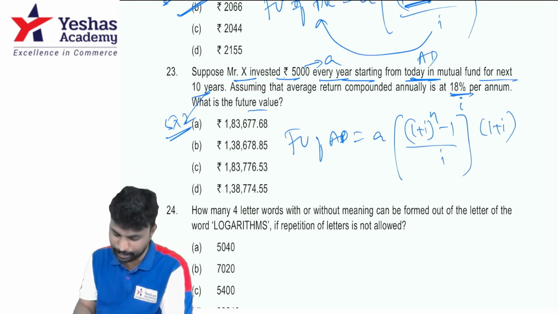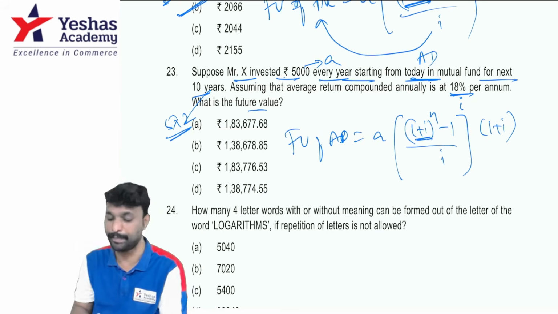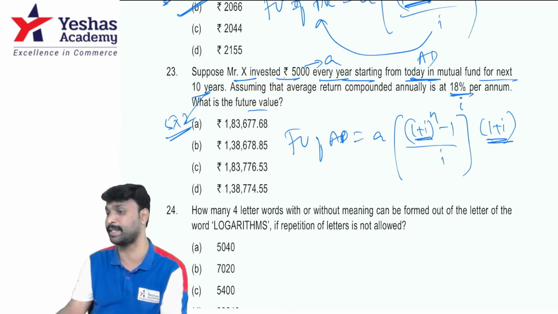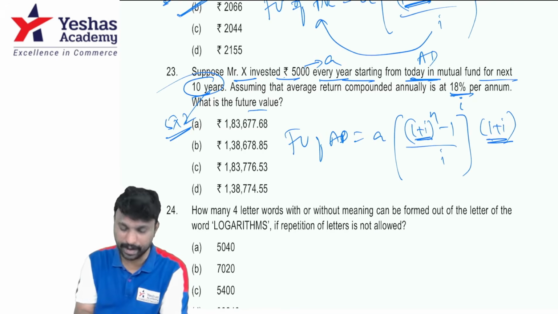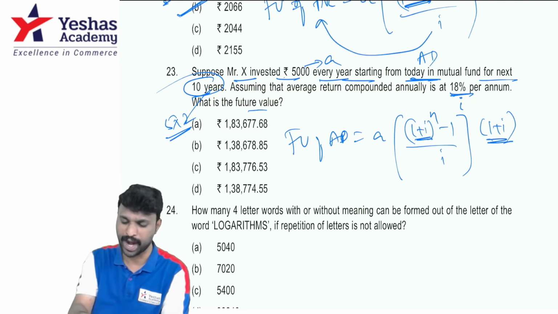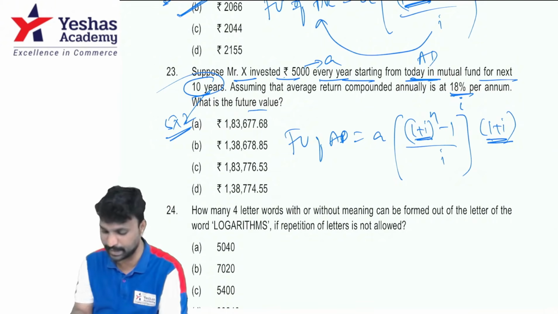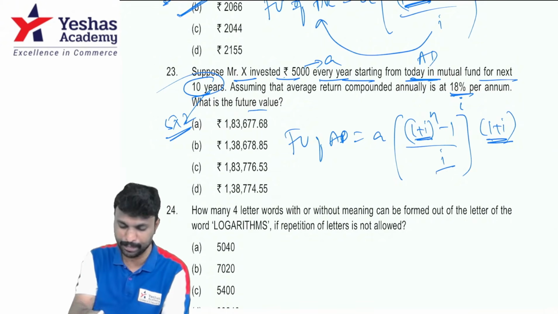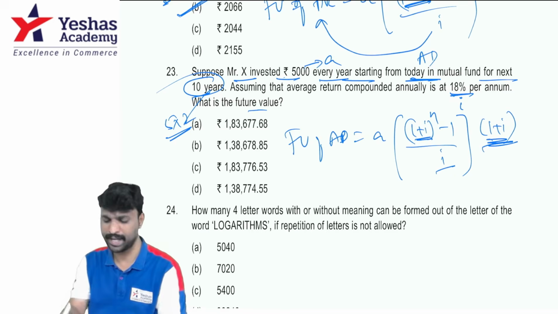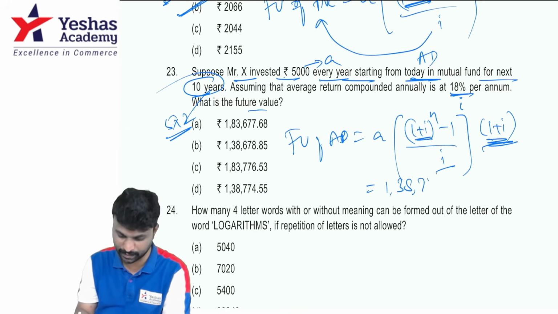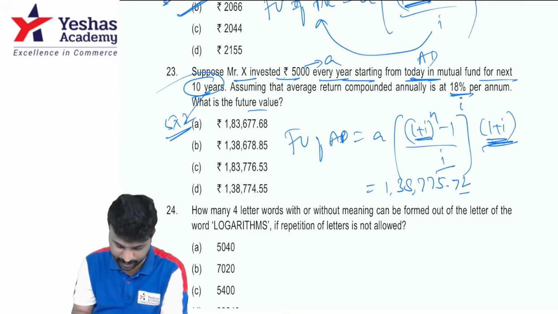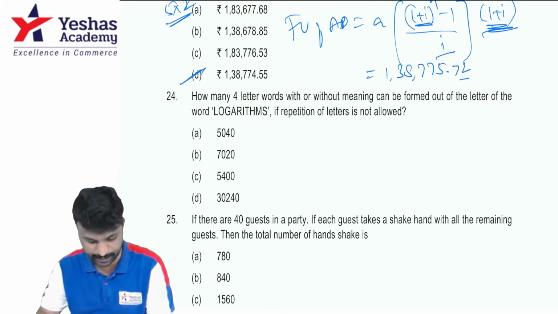Everyone do it with me. 1 plus I is 1 plus 18%. Please store this value by pressing M plus because we need 1 plus I again. Before raising the power, we have to store. Have you stored by pressing M plus? Into, for power 10, we are splitting it as 5 into 2. For power 5, 1, 2, 3, 4, 4 times equal to, press into again. For power 2, once equal to. Do minus 1 divided by 18% into 5,000 into 1 plus I, which is in memory. How do I recall? By pressing MRC, press equal. So that fetches me 1,38,775.72. So the nearest answer is option D, the right answer.